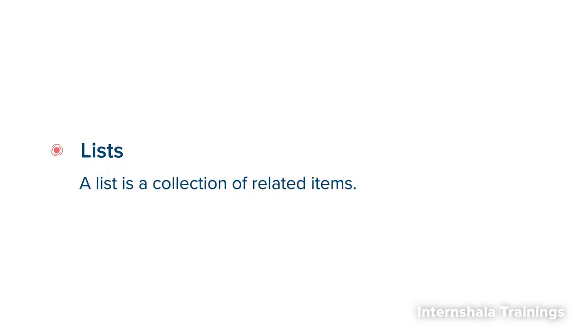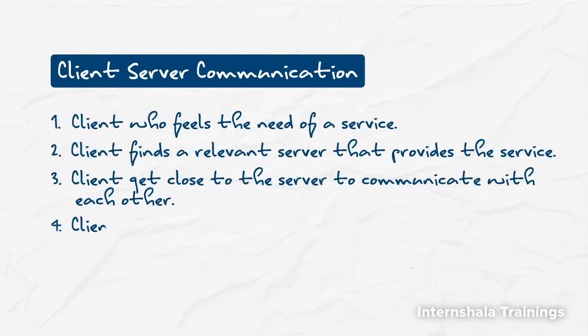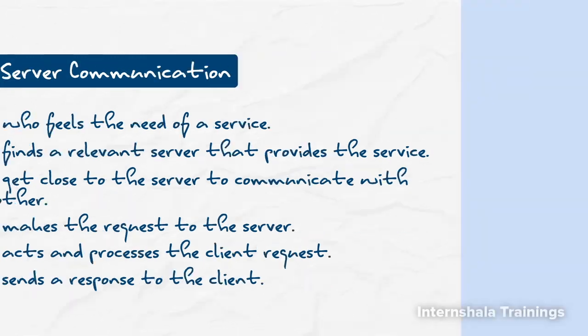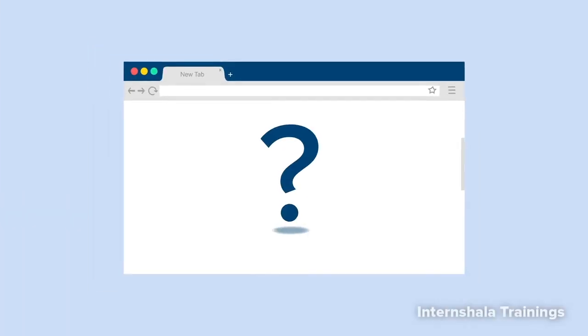A list is a collection of related items. For example, let's suppose you want to write all the steps in a sequence that are involved in a server-client communication. It's easy to pick up a pen and paper and write it down. But how would you make a list on a web page? Well, this is also equally easy. To create lists on a web page, we use the list HTML tags.